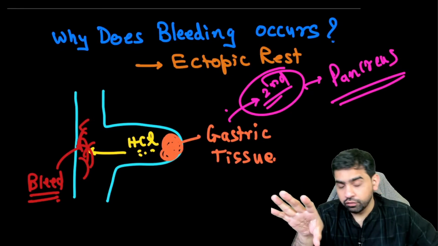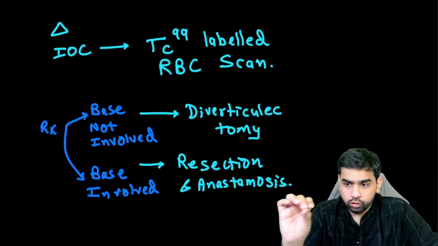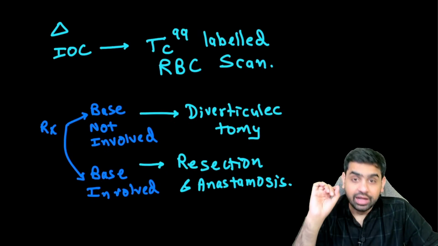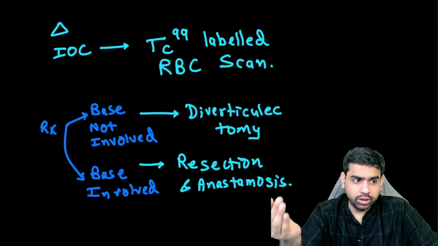Okay, now if there is gastric tissue, it is going to produce HCl, it is going to cause erosion of the mucosa. Because of that, the bleeding is going to happen. Investigation of choice, if there is an active bleeding, is the technetium 99 labeled RBC scan. Very, very important. Okay, what about the management?